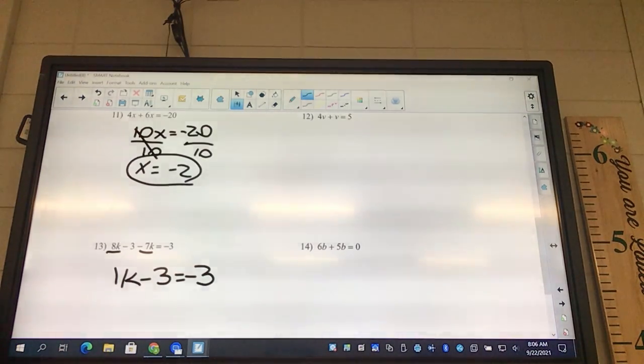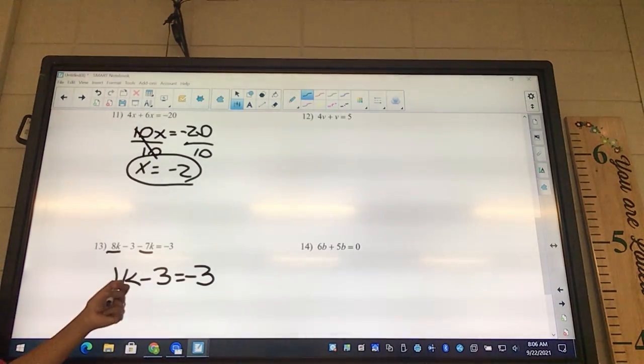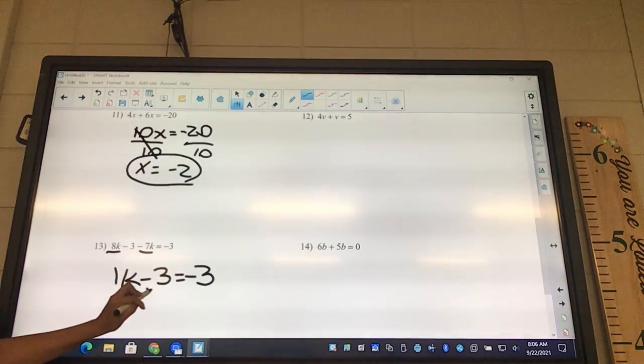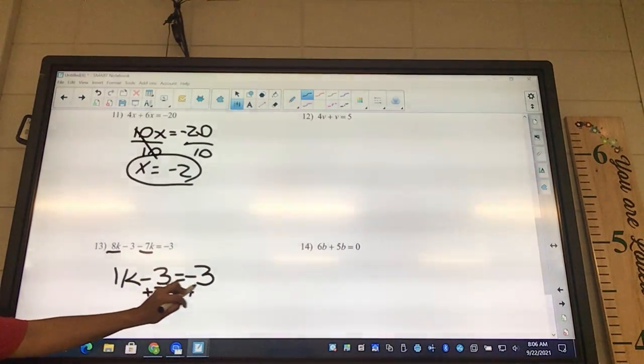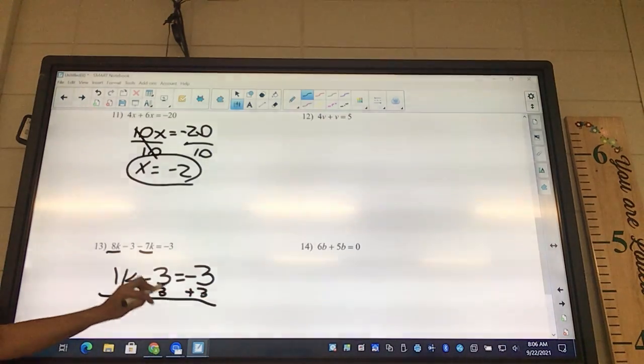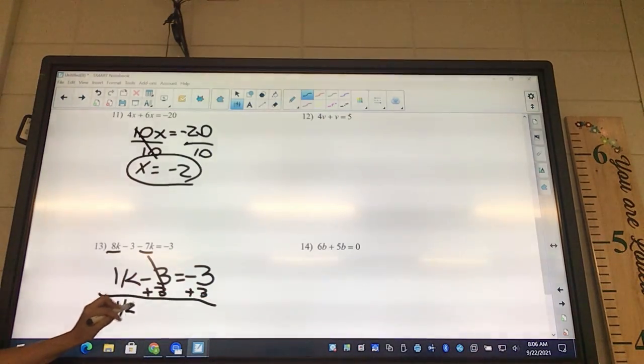Okay, who's the kid? 3. Negative 3. The one on the left. Okay? So we say plus 3 on both sides. So I got 1k equals, what is negative 3 plus 3? 0.